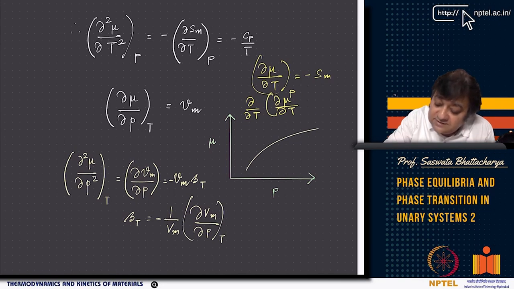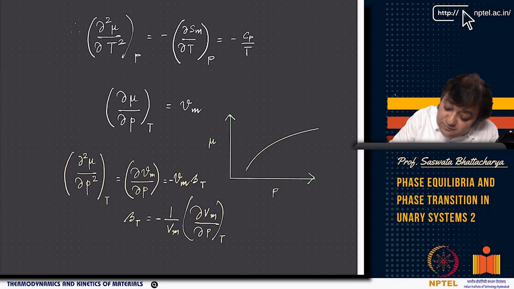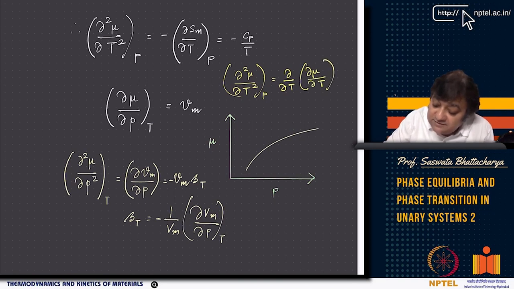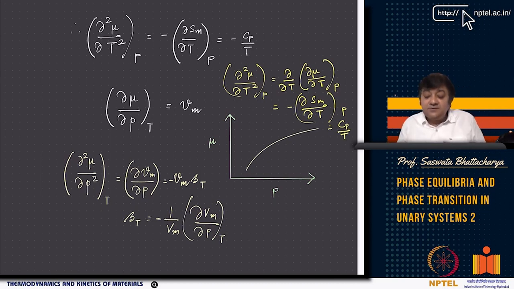I'll just erase this so that there is no space constraint. So basically, again, to tell you, ∂²μ/∂T² at constant pressure is nothing but ∂/∂T of (∂μ/∂T) at constant pressure, which is nothing but −∂Sm/∂T at constant P, which is nothing but Cp/T, with the minus sign. So ∂²μ/∂T² is −Cp/T, right? This is a minus Cp by T.